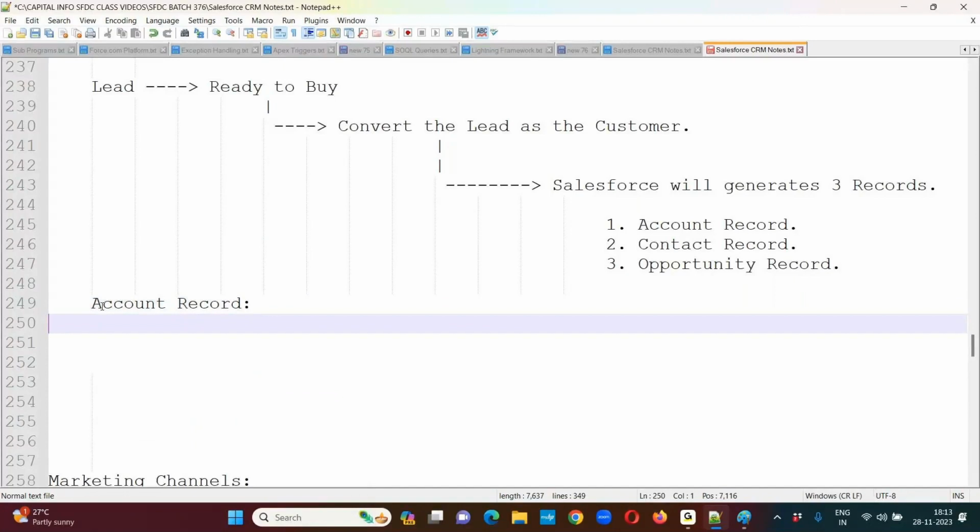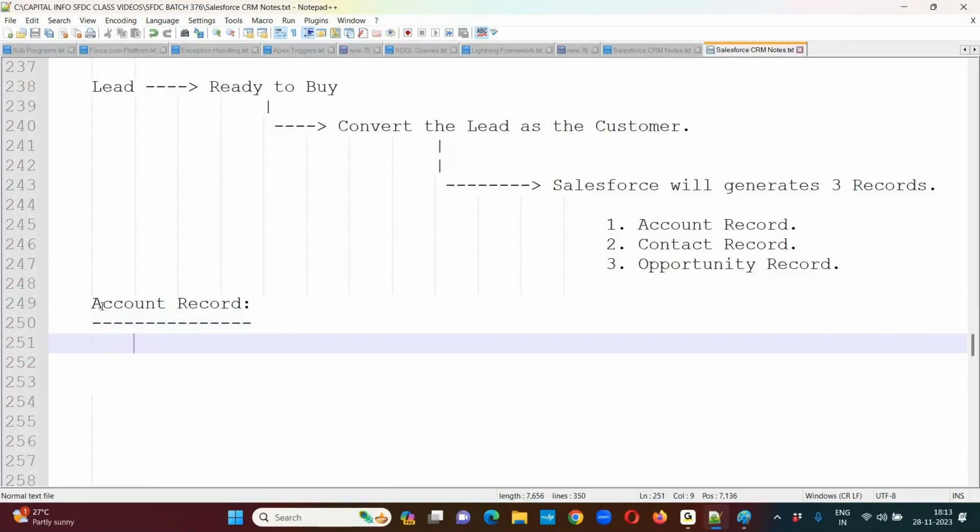Now tell me generally, what do you mean by account? Account means what? Information, personal information. Information about the particular person. Now, suppose, for example, I went to a shop and purchased a product. Then myself will be called as what? Customer. Okay, myself will be called a customer because I have purchased the product.